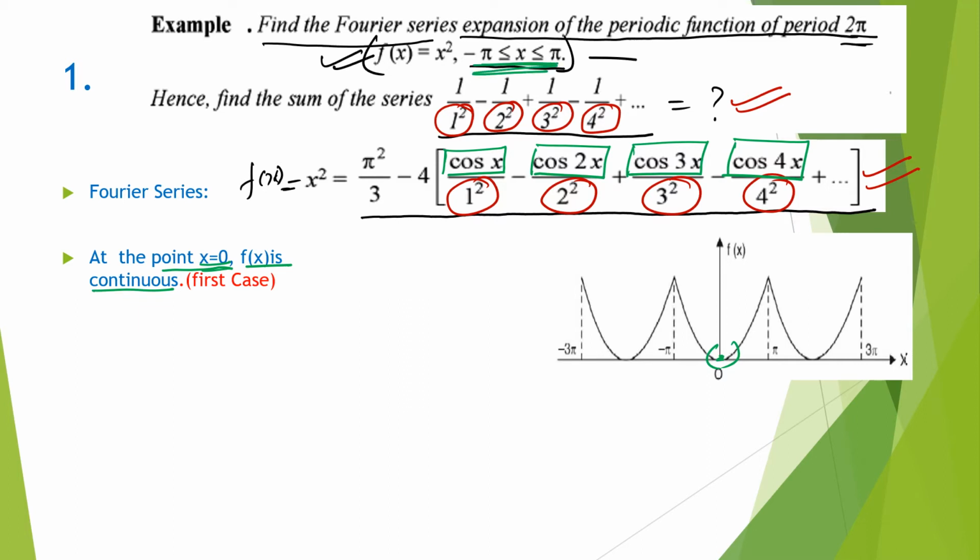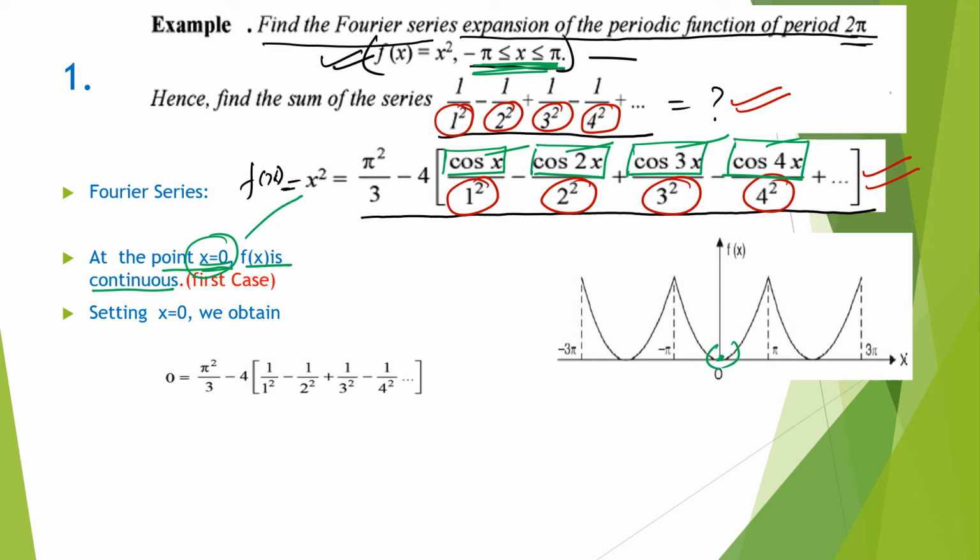In the question we have the interval minus pi to plus pi, and x equal to 0 is between minus pi to plus pi. If x is 0 we get cos 0, and the value of cos 0 is 1. So x square will be 0, giving 0 = pi square by 3 minus 4 [1 upon 1 square minus 1 by 2 square plus 1 by 3 square minus 1 by 4 square, and so on].